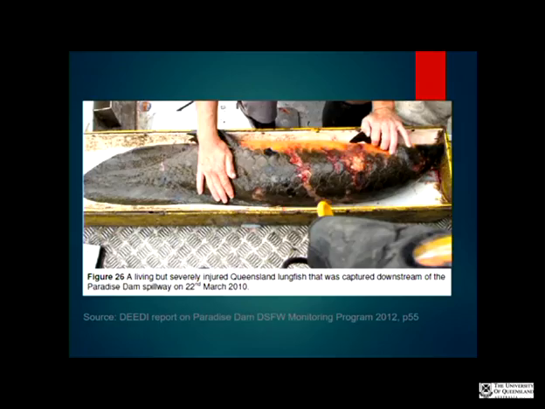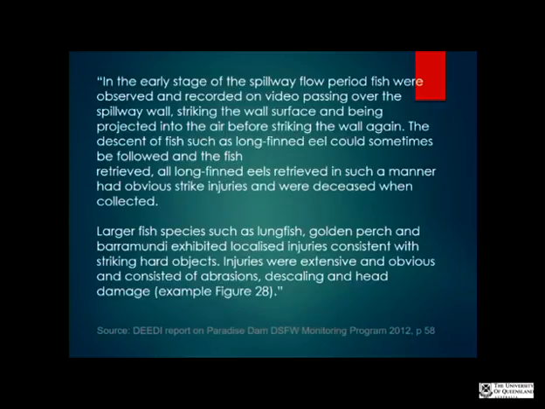And this is a living fish, severely injured, and the government monitoring agencies went out and they were capturing the fish. You can see that's where it's hit the stairs on the way down. It's been quite badly injured. And it says that there was video recorded of the fish passing over the spillway wall, striking the wall surface, being projected into the air before striking the wall again.